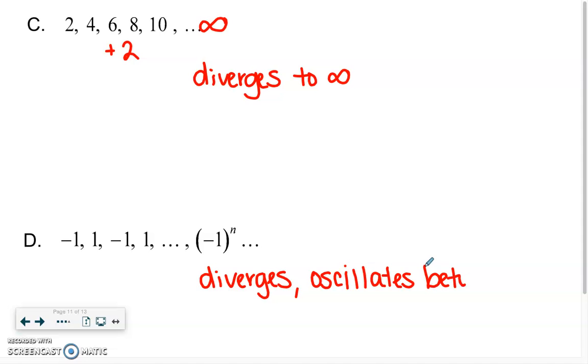And we could just say it oscillates between -1 and 1. It's just gonna keep bouncing back and forth forever.